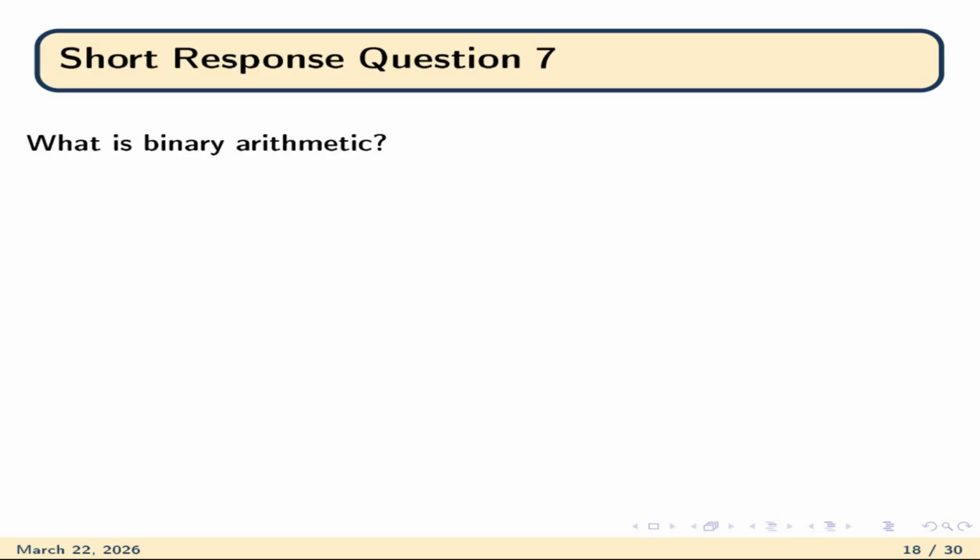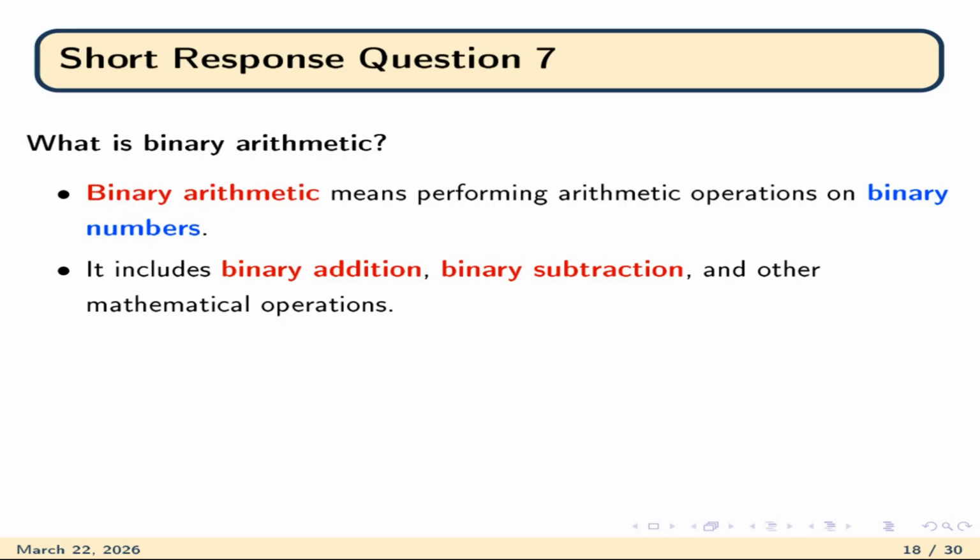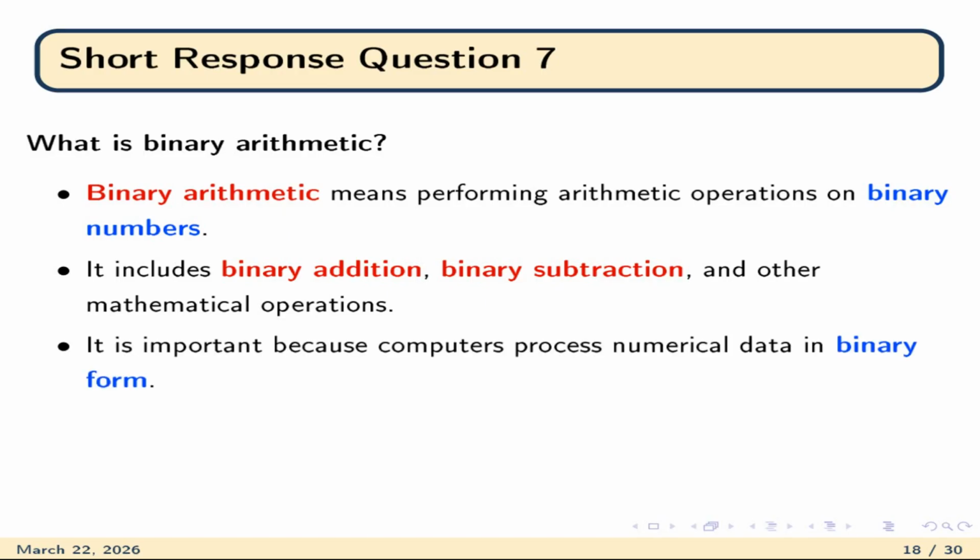Question number 7. What is binary arithmetic? Binary arithmetic means performing arithmetic operations on binary numbers. It includes binary addition, binary subtraction, and other mathematical operations. It is important because computers process numerical data in binary form. Example: 1 plus 1 equals 10 in binary.